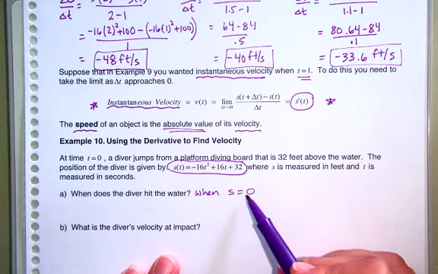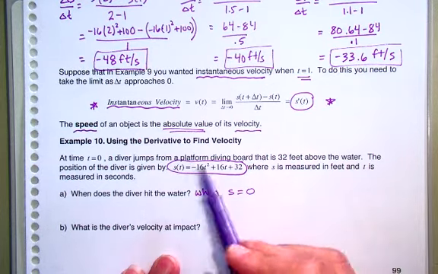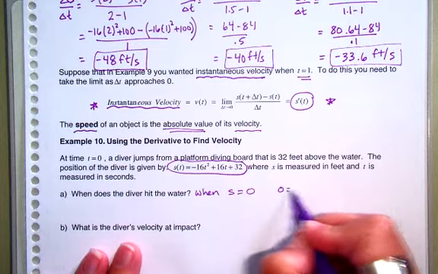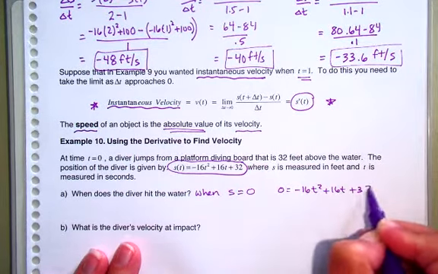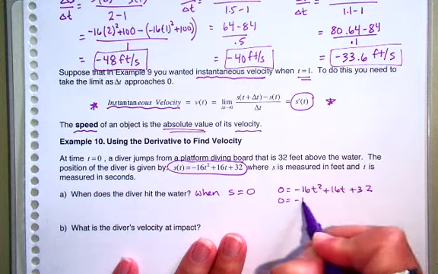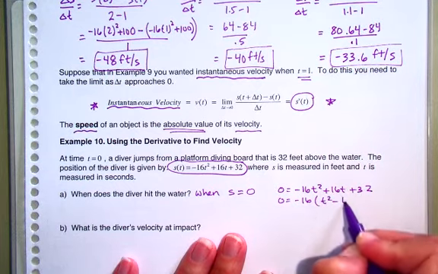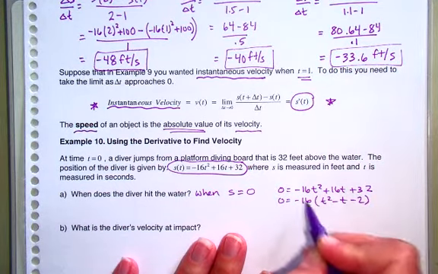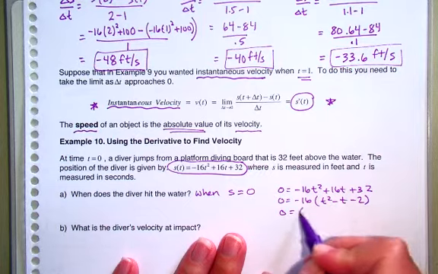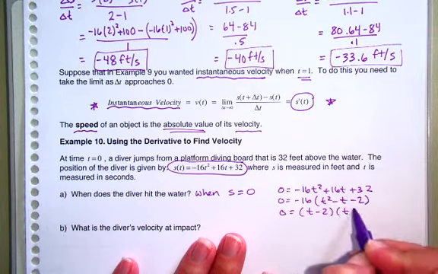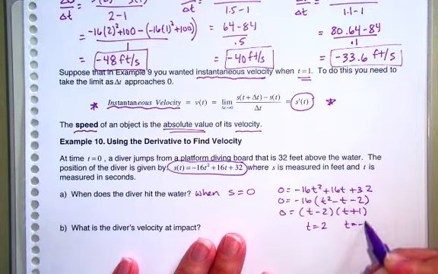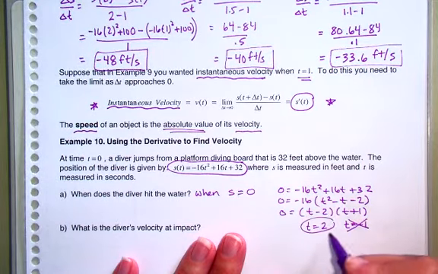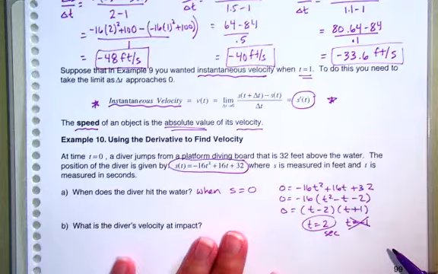So all I'm going to do is plug in a 0 and solve this. Negative 16t squared plus 16t plus 32, which means I would factor, and I get t minus 2, t plus 1. So there are two answers: time equals 2 or time equals negative 1. Obviously we can't have a negative time, so my correct answer here is time t equals 2 seconds, when the diver hits the water.